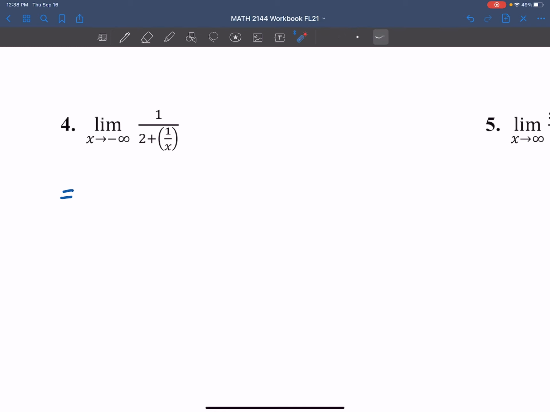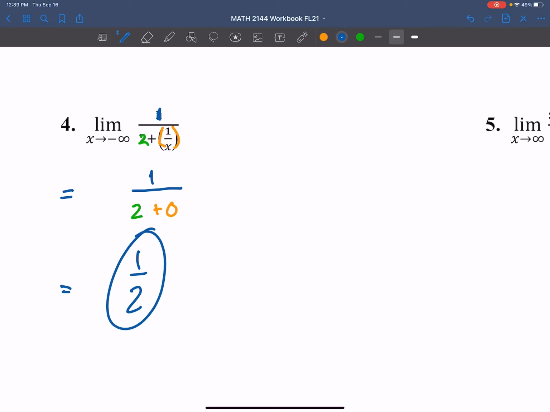Because again, if you look at each part of this individually, the limit of the constant is 1. This right here, the limit of that constant is 2. And then that last little piece right here, we know that this is just going to be 0. So when all is said and done, we have the answer of 1/2 and a fairly colorful problem. Very good. Any questions on 4?